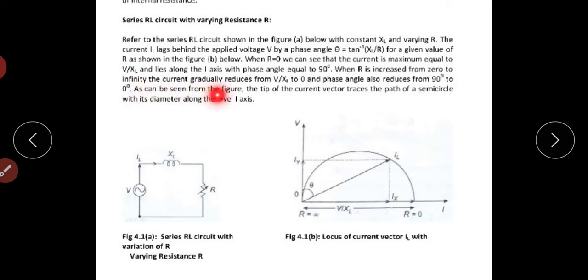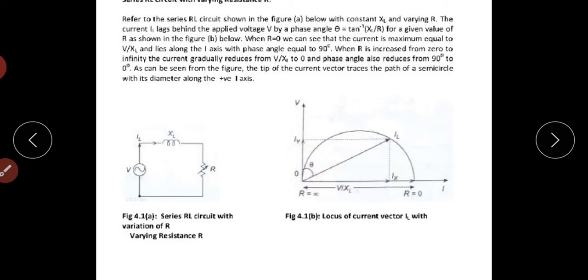As can be seen from the figure, the tip of the current vector traces the path of a semicircle with its diameter along the positive I axis. This is the total diameter of the semicircle. Initially at R equals 0, the current is at its maximum value and the current lags the voltage by an angle of 90 degrees.